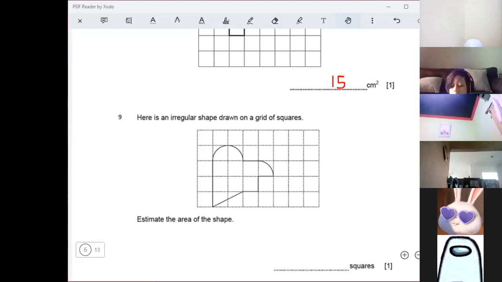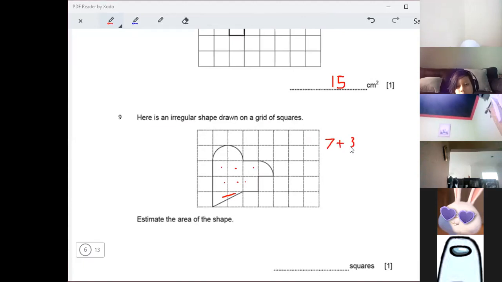Kira ngechat ya, Haira. It's too far. Okay, let's see. We can estimate this one. 1, 2, 3, 4, 5, 6. This one is 6. And this is 7. Yeah. And now the leftover one is 3/4 of the, what is it? Of the circle. So 7 plus 3/4 of circle.